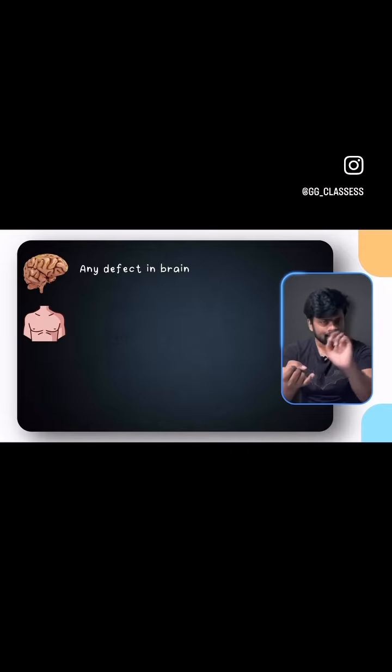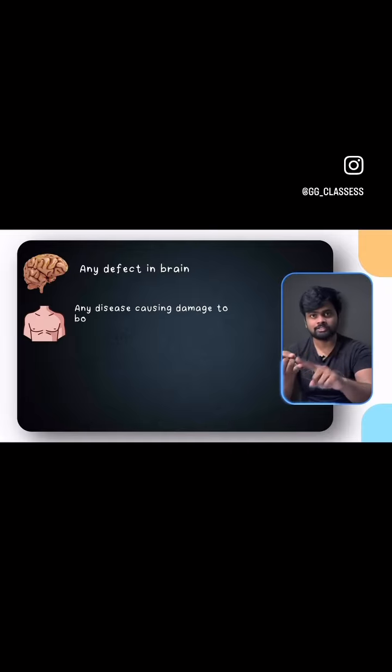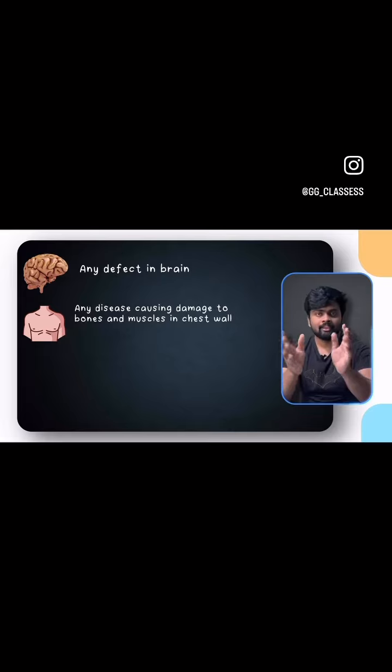Now the pump. Any disease causing damage to bones and muscles, that is the chest wall. If anything causes damage to the chest wall, it constitutes type 2 respiratory failure. For example, it may be kyphoscoliosis or myasthenia gravis of the muscles, etc.